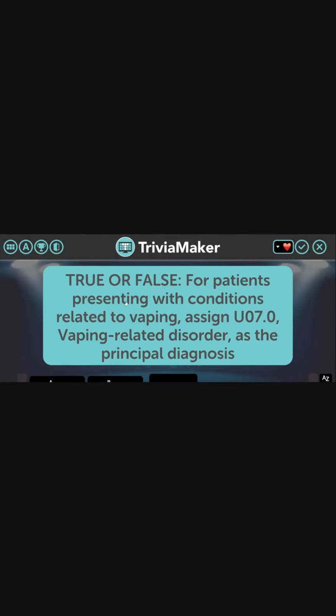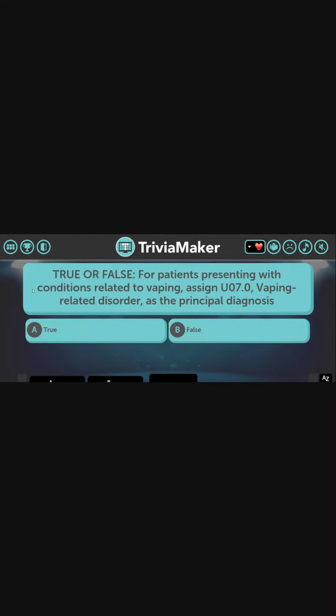All right, so true or false? For patients presenting with conditions related to vaping, assign U07.0 vaping related disorder as the principal diagnosis. Is this going to be true or false? Let's start off strong, coders. Put those answers in the chat.